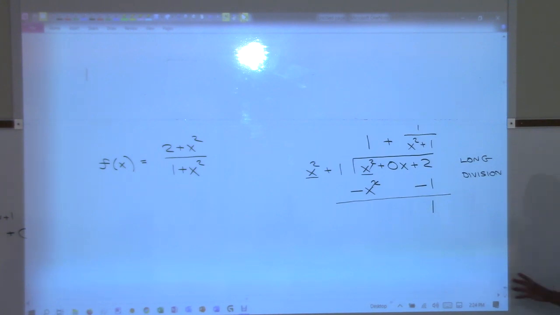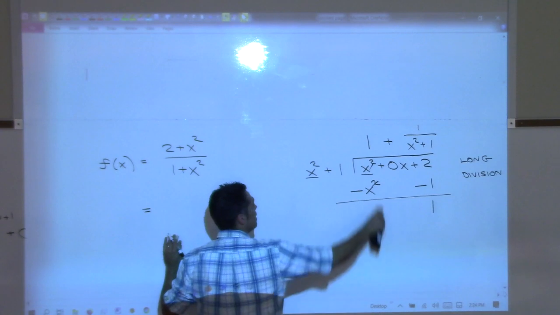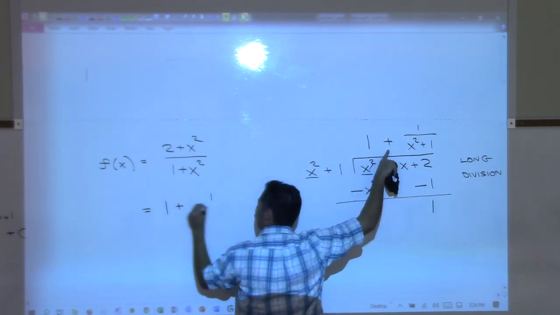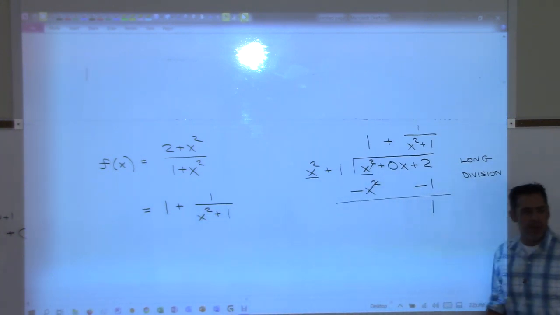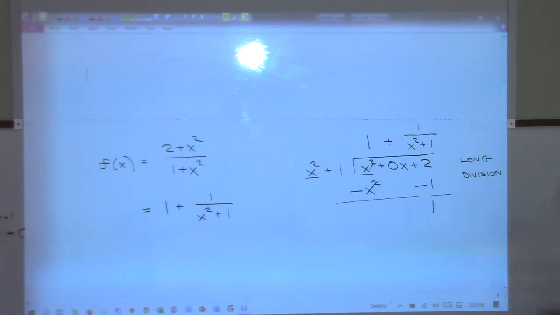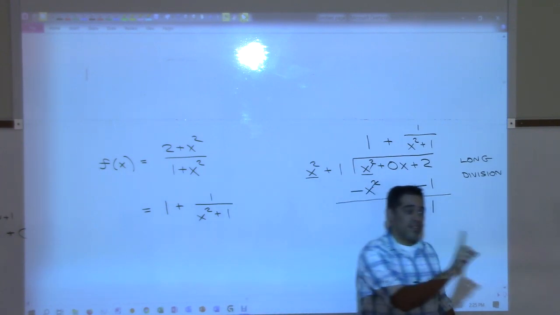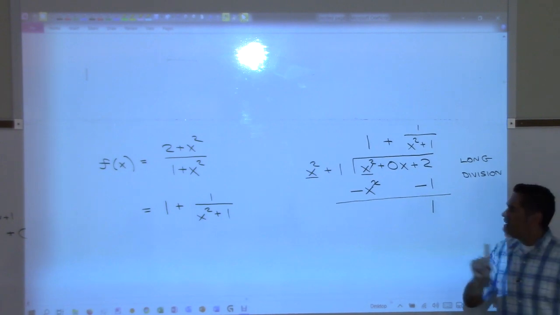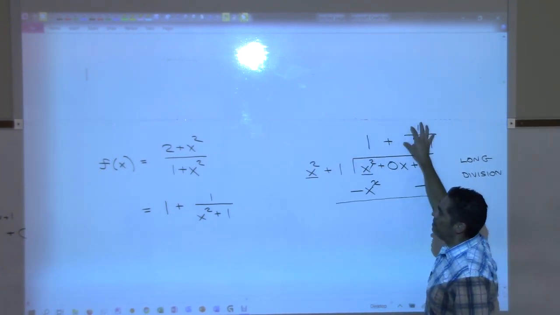Okay, so what we're saying then is that this expression is equivalent to 1 plus 1 over x squared plus 1. They're equivalent expressions. And because they're equivalent, now I can find the antiderivative of each one separately, can't I? Because there's addition between them now. So there's a nice, clever way of turning this quotient into a sum.